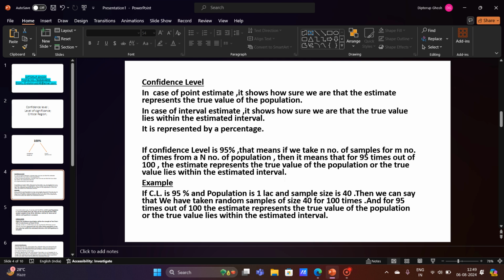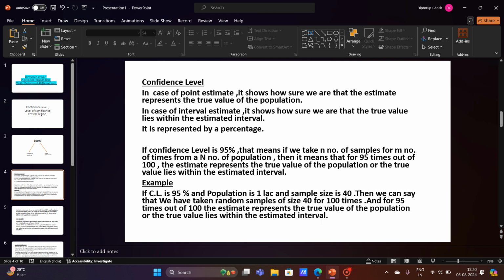So we are taking samples of size 40 for 100 times. And if the confidence level is 95%, then it means that for 95 times out of 100, the estimate represents the true value of the population, that is the population parameter. It can be population mean, population variance, or population SD, that lies within the estimated interval.